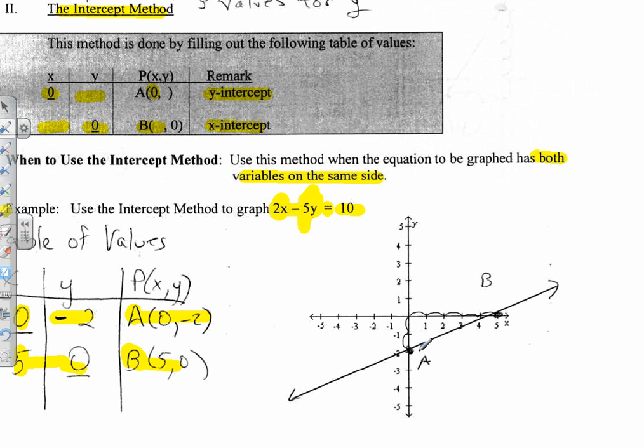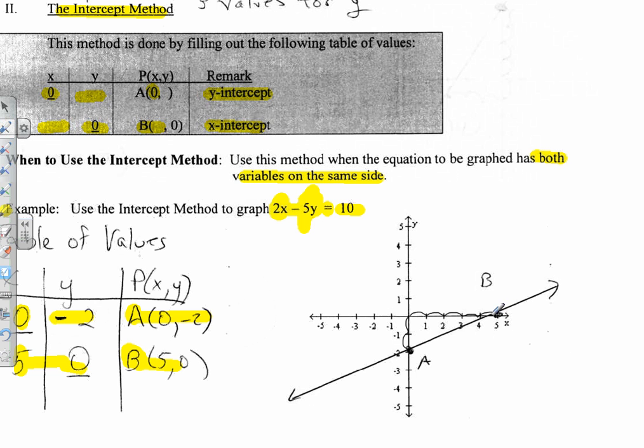Notice that point A is on the y-axis. That's why it's called the y-intercept. That's where this line is going to cross the y-axis. Point B is on the x-axis, and that's the x-intercept. That's where the line is going to cross the x-axis.